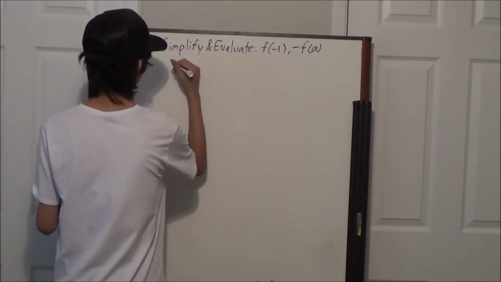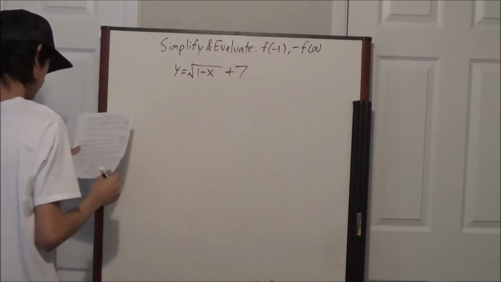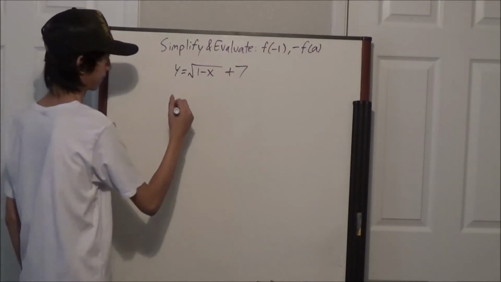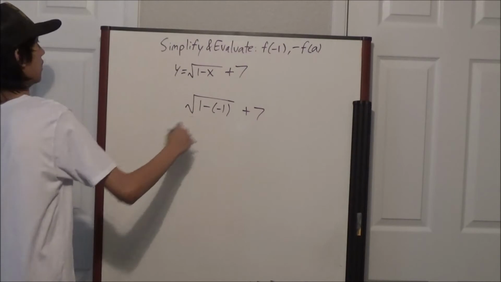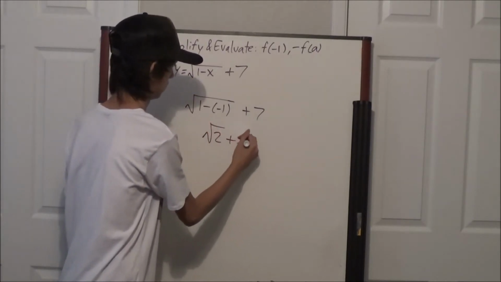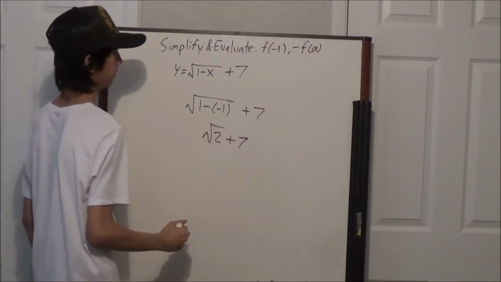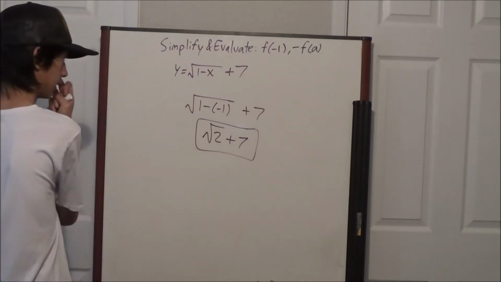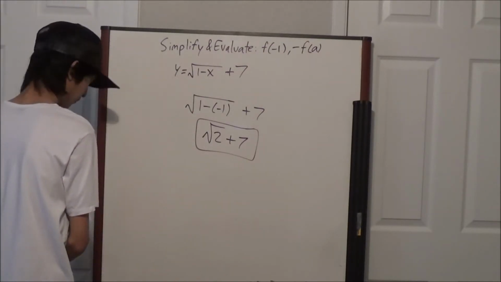Next different function, we have y equals square root of 1 minus x plus 7. What do you do here? It's, again, the same thing. You plug in -1, square root of 1 minus -1, plus 7. 1 minus -1 is 2, because this is the same thing as 1 plus 1. So we get square root of 2 plus 7. When you have a radical, a number inside of the root, you just leave it like this. You can't really combine or simplify anything, just leave it like that. And that's still considered a correct answer.